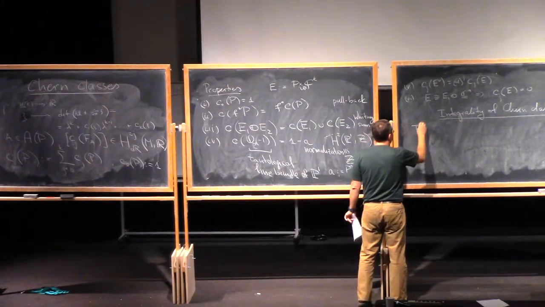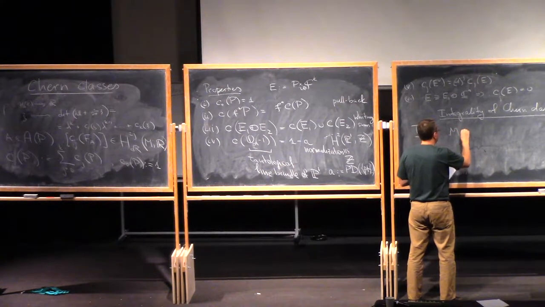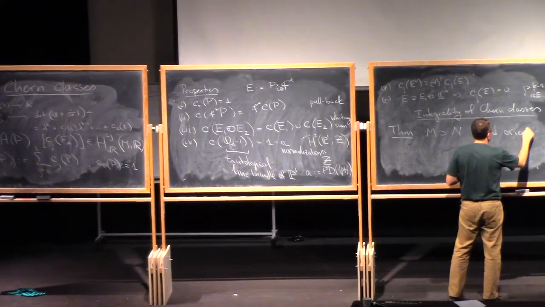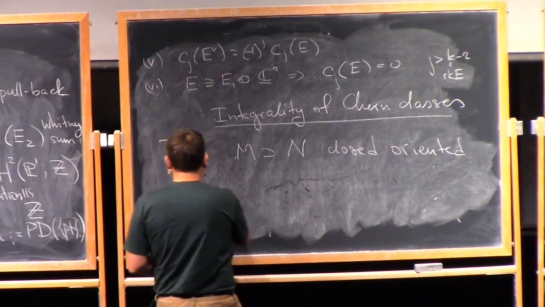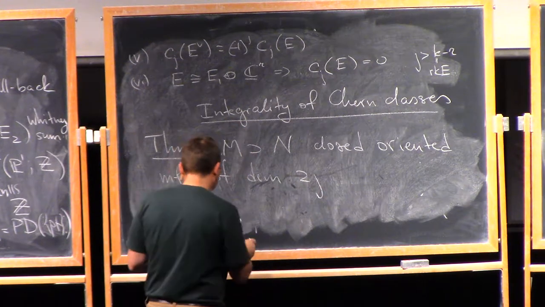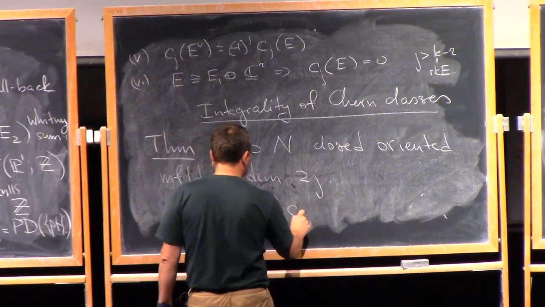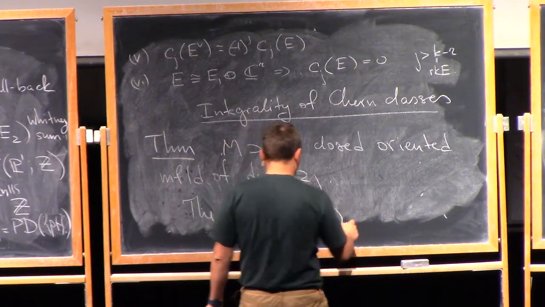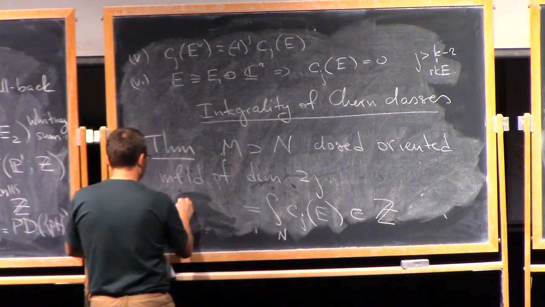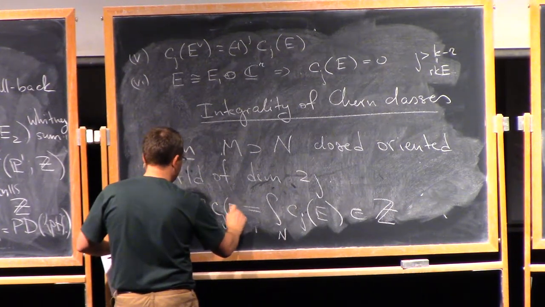Now here is a theorem. If you have, in our ambient manifold M, a submanifold N, so let it be a closed, oriented manifold, say of dimension 2j, then the claim is that the integral over N of c_j(E) is an integer. Well, if you wish, what stands here is just the pairing of the homology class of N with the jth Chern class of E.